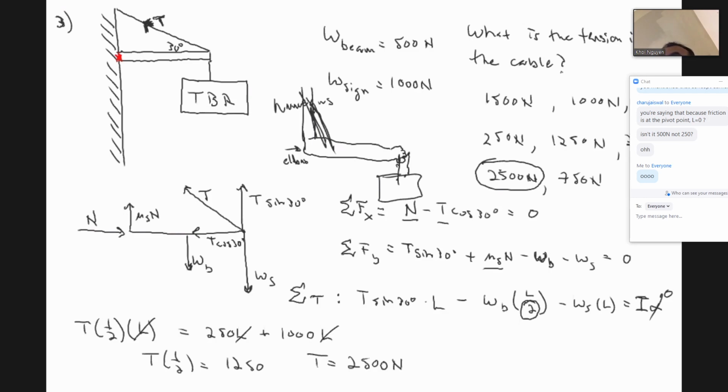How I got the variables in the sum of the torques again? All I'm doing is just doing this. I took my perpendicular force times that lever arm. Perpendicular force times lever arm, perpendicular force times lever arm.